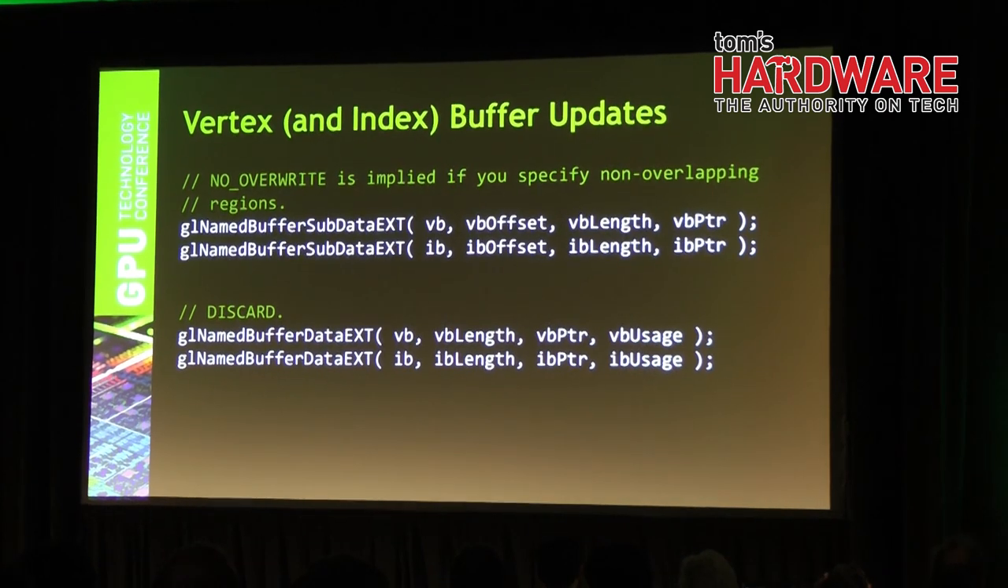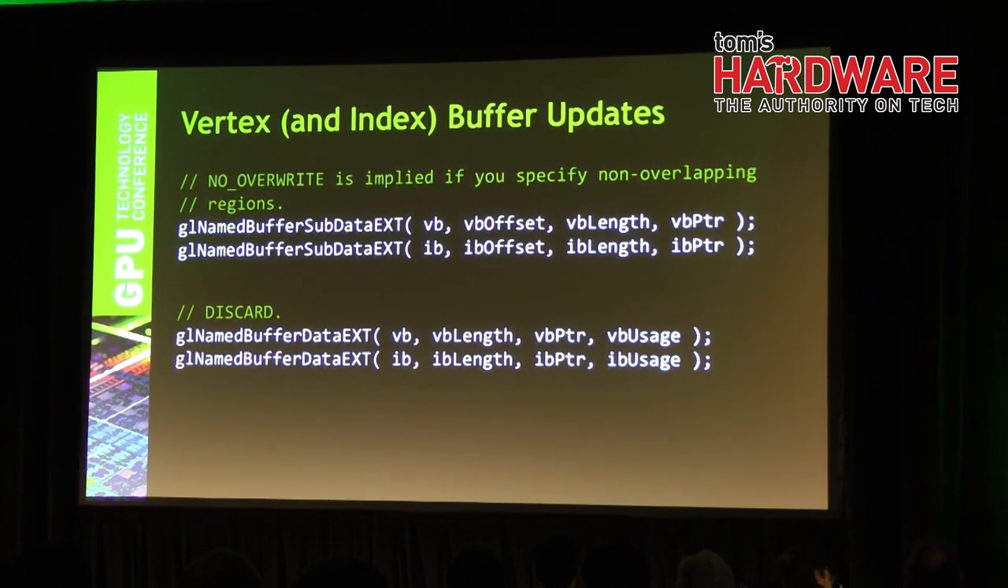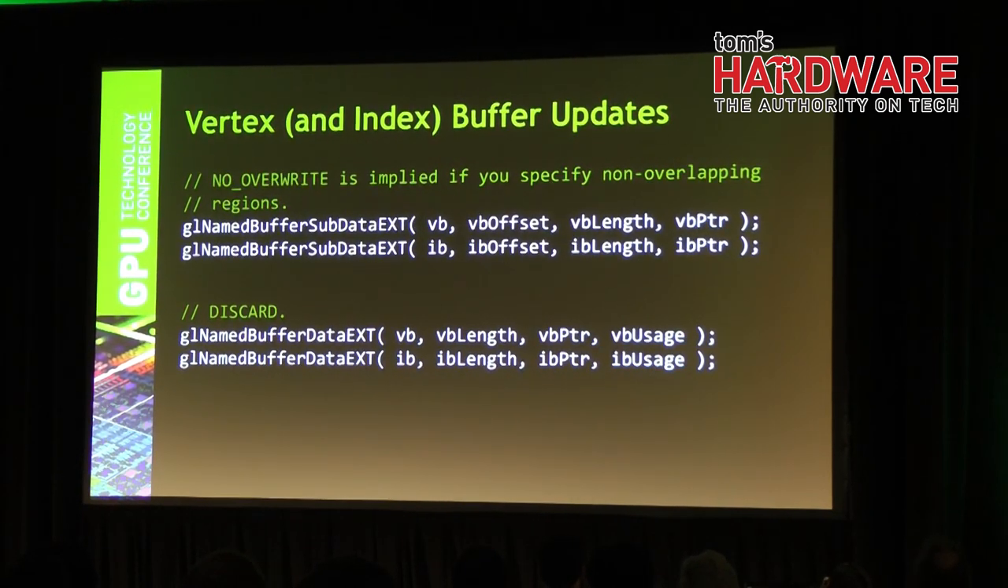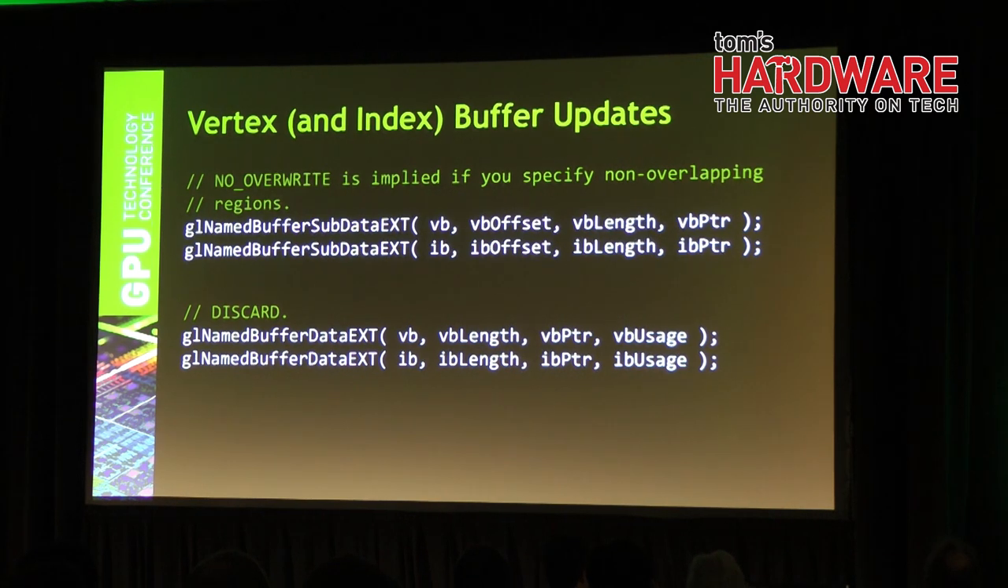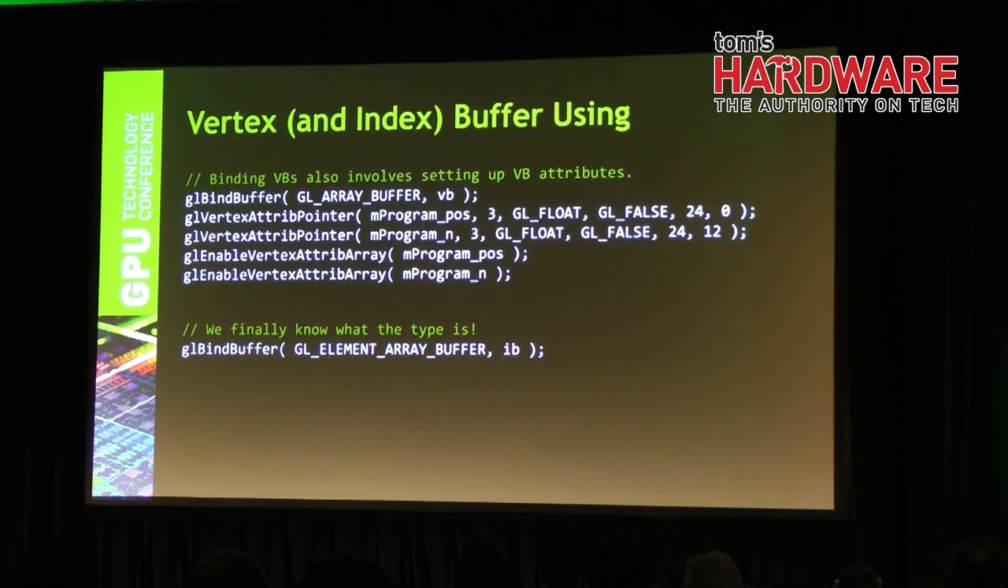If you're coming from D3D land, then you're familiar with the lock no overwrite flag, and that flag is basically implied if you specify non-overlapping regions when you're doing your buffer subdata. So as long as you're basically using it as a circular buffer, you're just automatically getting no overwrite behavior. And then when you're ready to do a discard at the end of the buffer, you just basically do a new GL named buffer data with the same name, and that will get you what you need.